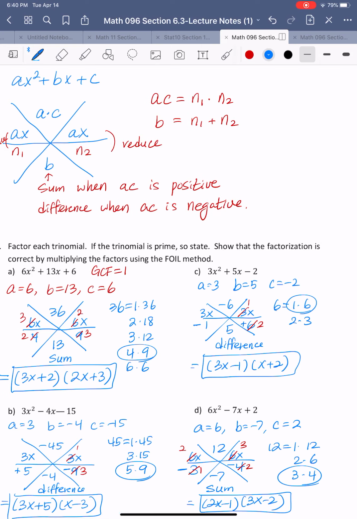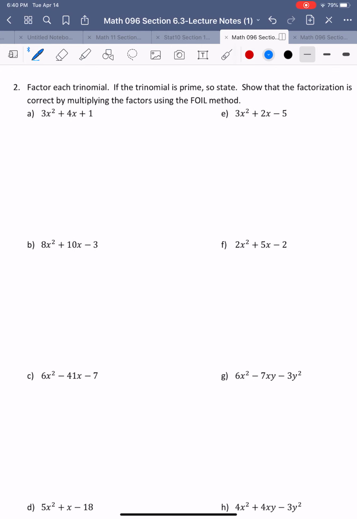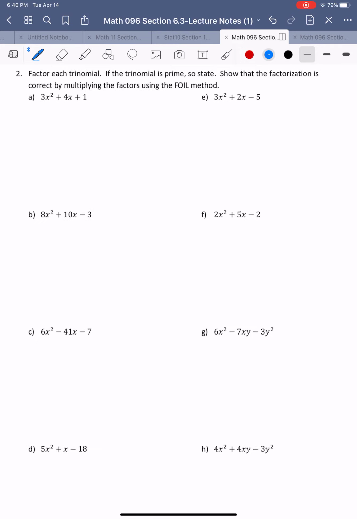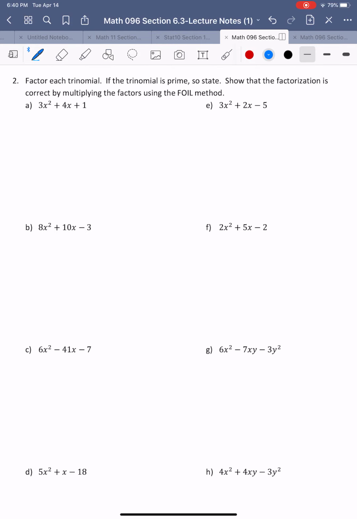Let's look at the next problem. Next page. So now factor the trinomial. If the trinomial is prime, state so. Sometimes the polynomial is not factorable, so you just need to say prime. So we've got to say that. Show that the factorization is correct by multiplying the factors using the FOIL method. So you can just multiply to check it too.